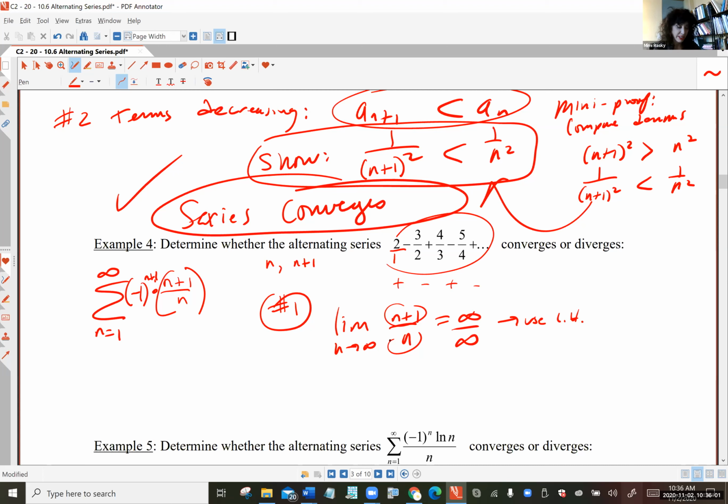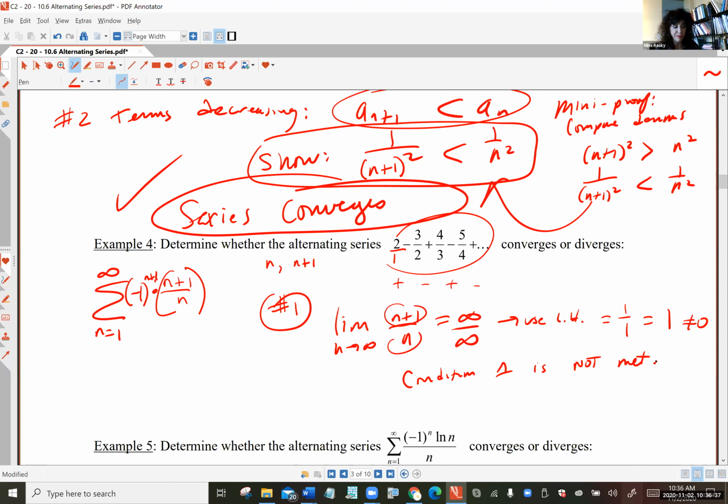So does anybody want to tell me what this limit is? 1. Yeah, the lead coefficient over lead coefficient, which is 1. Is that equal to 0? No. So condition 1 is not met. What do we do? Well, don't bother going to condition 2 because you'll be wasting valuable time. You're going to conclude that the series diverges, but not from the AST, not from the alternating series test.